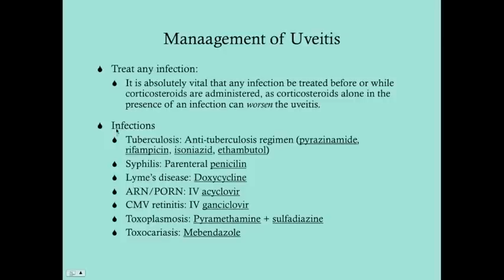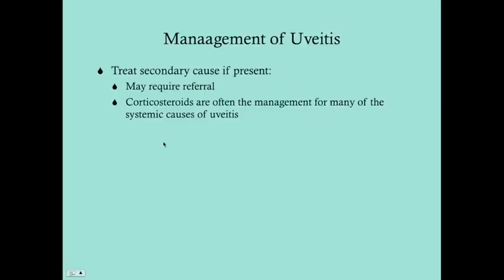So I would say that if you have a patient that has uveitis and it's infectious, you'll probably want to be in consult also with an infectious disease specialist, because the question becomes, at what point do we start giving the corticosteroids after we've been giving the antibiotics for so long? You don't need to be aware of that for the USMLE. What you do need to be aware of, though, is that you don't give corticosteroids until you've addressed the infection in some way. And then, of course, treat secondary causes if present.